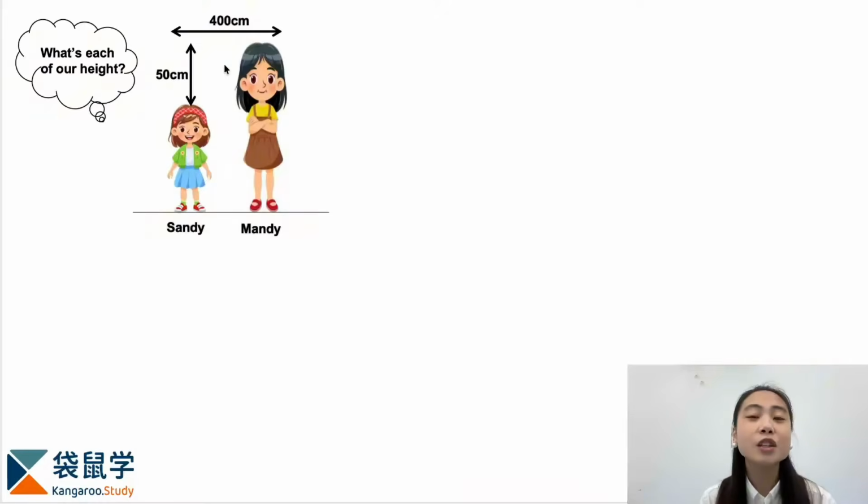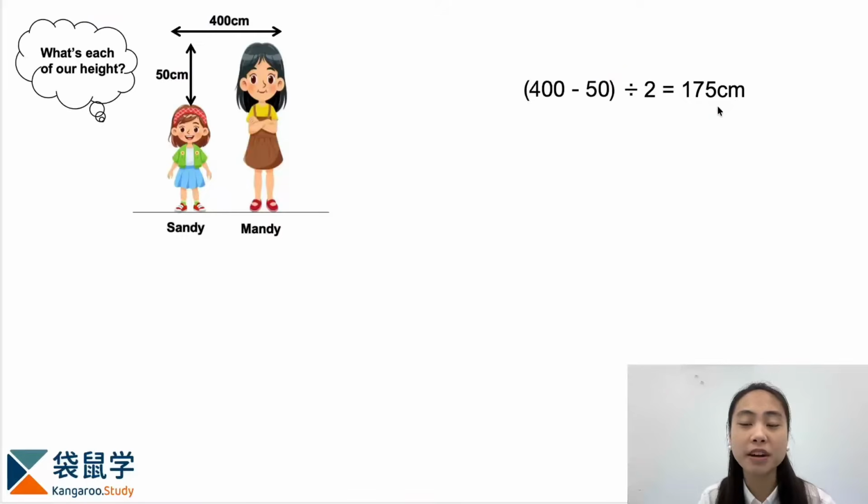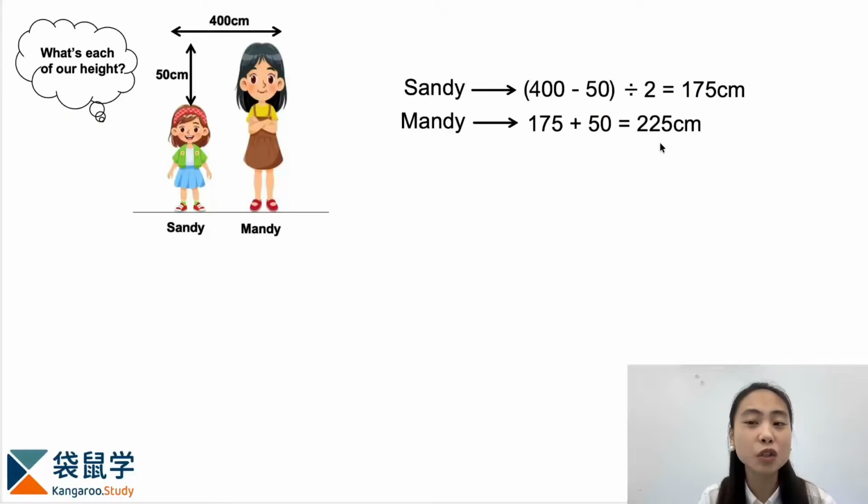We can make the 2 heights the same first. So, how to make the 2 heights the same? We can make Mandy have the same height as Sandy, which means now Mandy is 50 centimeters shorter. And what will change about their total height? We can use 400 minus 50 divided by 2, which is 175 centimeters. And this 175 centimeters is whose original height? Is Sandy's original height. And now, can we know Mandy's original height? We can use 175 plus 50, which is 225 centimeters. And this is Mandy's original height.